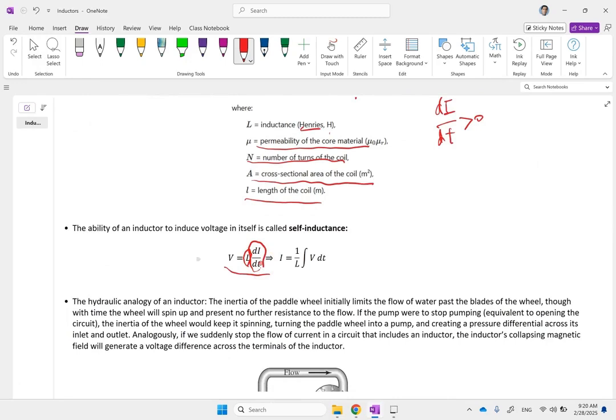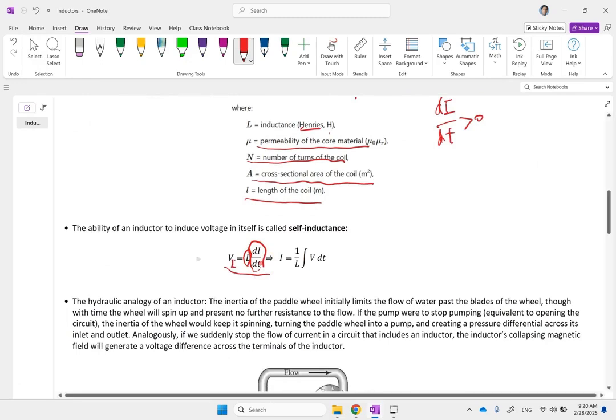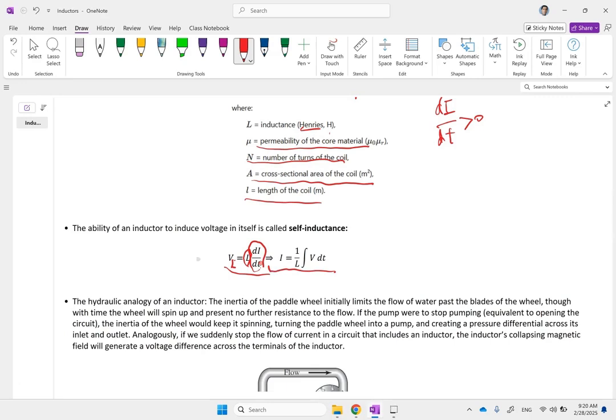VL. Now, this is V versus I. If you want I versus V, then you need to multiply both sides by dt, divide by L, and integrate. So the current through the inductor is 1 over L times the integral of voltage. Okay, so that's the voltage-current or current-voltage relation that you can see right here. Good.